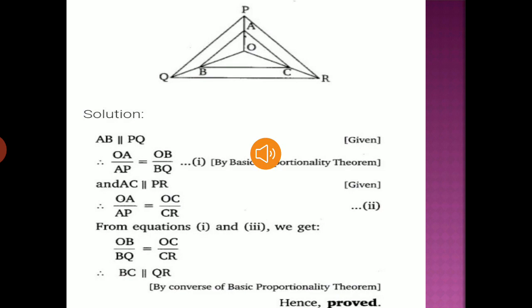Similarly, for triangle POR, AC is parallel to PR. Therefore, OA by AP is equal to OC by CR. Call it as equation 2. From equation 1 and 2, OA by AP is a common ratio. Therefore, we can write OB by BQ is equal to OC by CR. Now, two sides are in the same ratio, so the line joining them will be parallel to the third side. BC is parallel to QR, and proved.